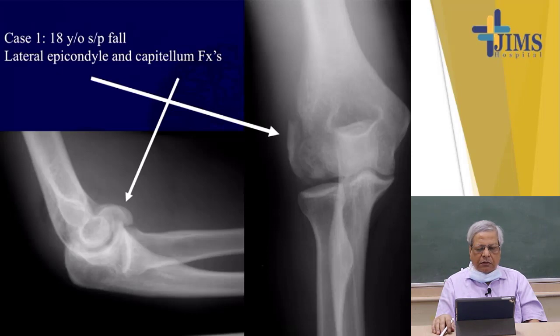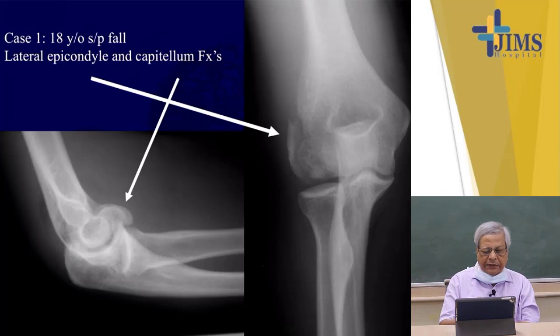An 18-year-old had a fall, lateral epicondyle. This is the lateral epicondyle fracture or a capitulum fracture. This is the classical X-ray, this semilunar shape lying in front of the elbow. This is the capitulum fracture. You should not miss it. This always requires urgent open reduction internal fixation.